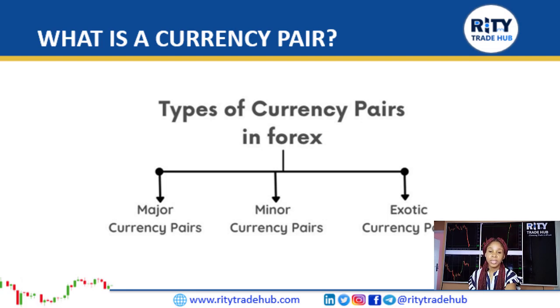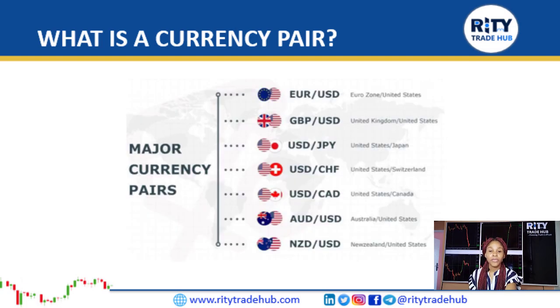The minor currency pairs can also be referred to as the crosses. In some books you see them as the crosses. So if you look on the chart in front of you, each of these pairs are made up of separate currencies. The currencies included in the chart above are called the major currencies.